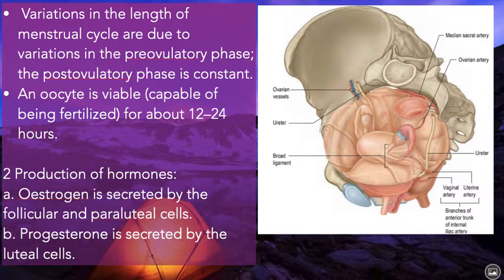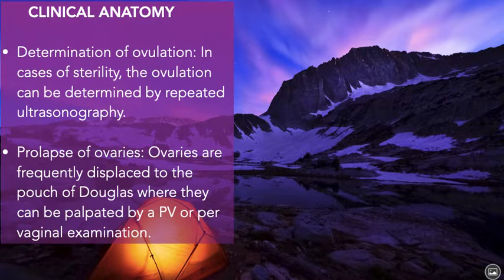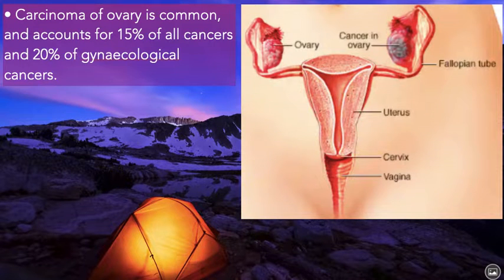Production of hormones. Estrogen is secreted by the follicular and the paraluteal cells, whereas progesterone is secreted by the luteal cells. So determination of ovulation can be done by repeated ultrasonography in case of sterility. Prolapse of ovaries: they are frequently displaced to the pouch of Douglas where they can be palpated by a per vaginal examination. Carcinoma of ovary is quite common. It accounts for about 15% of all cancers and 25% of the gynecological cancers.